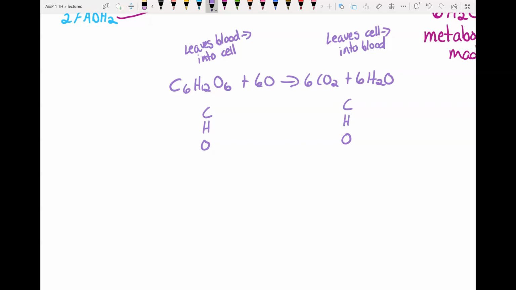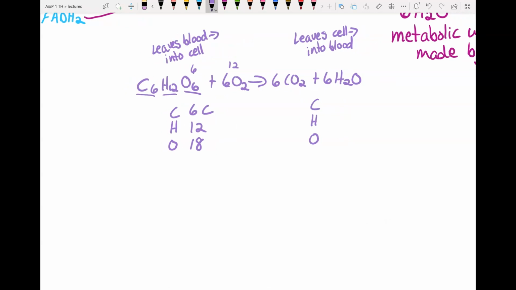So carbon, here we have C6. So that is 6 carbons. Here we have H12. That is 12 hydrogens. Here we have 6 oxygens and another 6 pairs of oxygen. So this is 6. 6 pairs is 12. 6 and 12 is 18. So we have 18 oxygen atoms.